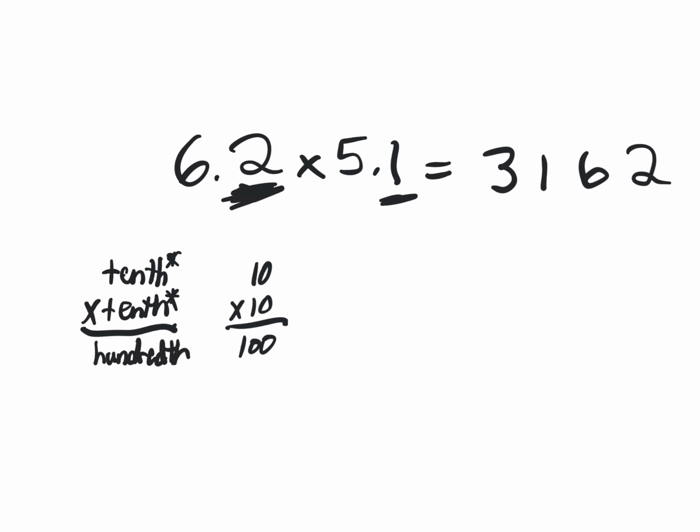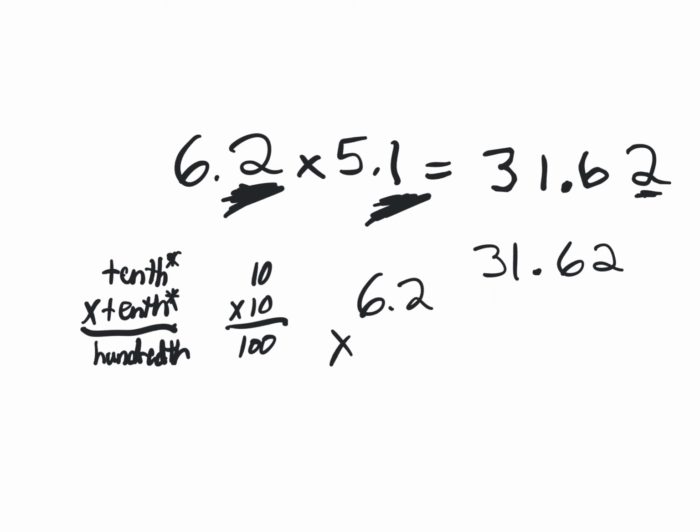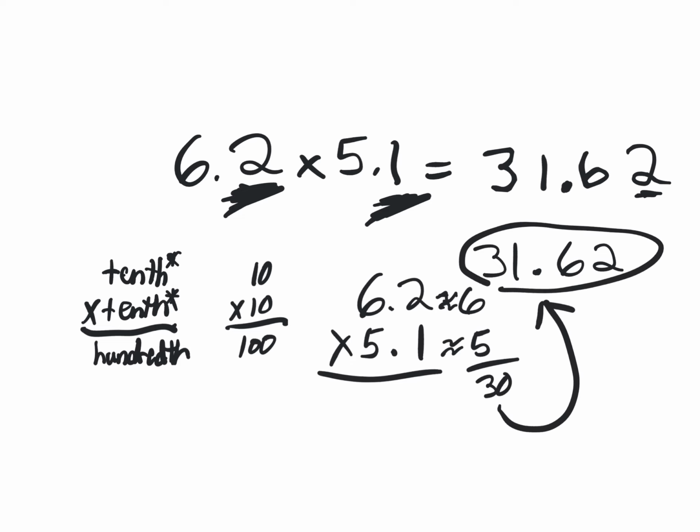So if we know right away we have a 1/10 and we have a 1/10, we need 100th place. So that's going to put us right here to realize that the 2 is in the hundredths place. So we wind up with 31 and 62 hundredths. Now, if you don't believe me, we can try it out real quick. Another thing is estimation, right? 6.2, really close to 6. 5.1, really close to 5. What's 6 times 5? 30. That looks pretty good to me.